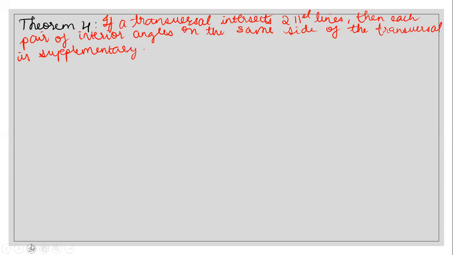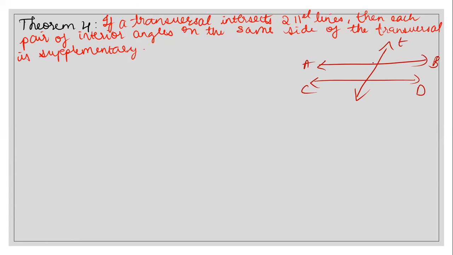So now we have theorem 4. If a transversal intersects two parallel lines, then each pair of interior angles on the same side of the transversal is supplementary. Let's draw it first. Transversal, two parallel lines AB, CD, and we have transversal T, 8 angles. Okay, so 1, 2, 3, 4, 5, 6, 7, 8. So we have all these angles.